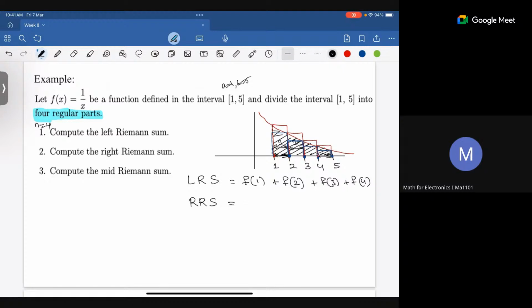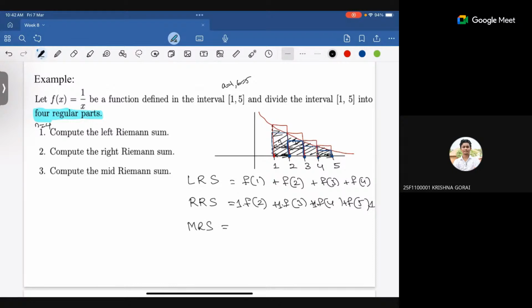So for the right Riemann sum, it is f of 2 for the first rectangle, then f of 3, then f of 4, and then f of 5, right? So again, here every rectangle's length is 1. So I'm not multiplying it with 1. Actually, it should get multiplied with 1, right? So this will be the right Riemann sum. What happens to the mid Riemann sum?